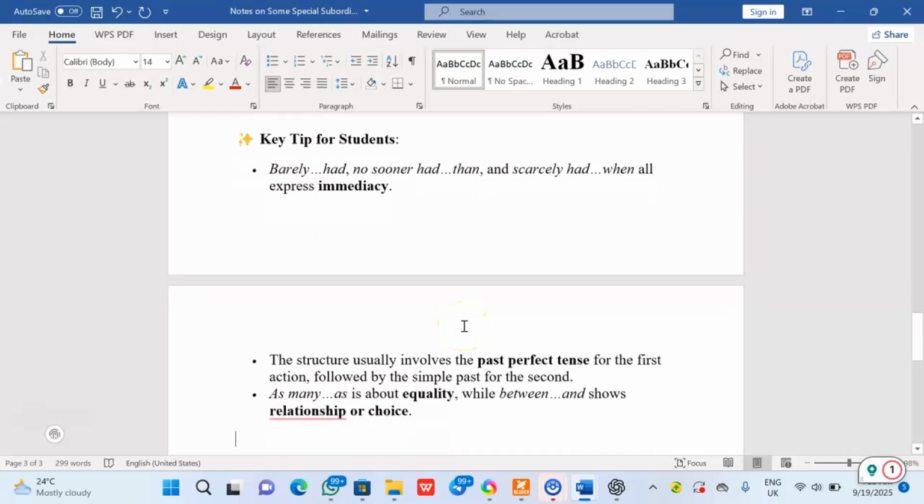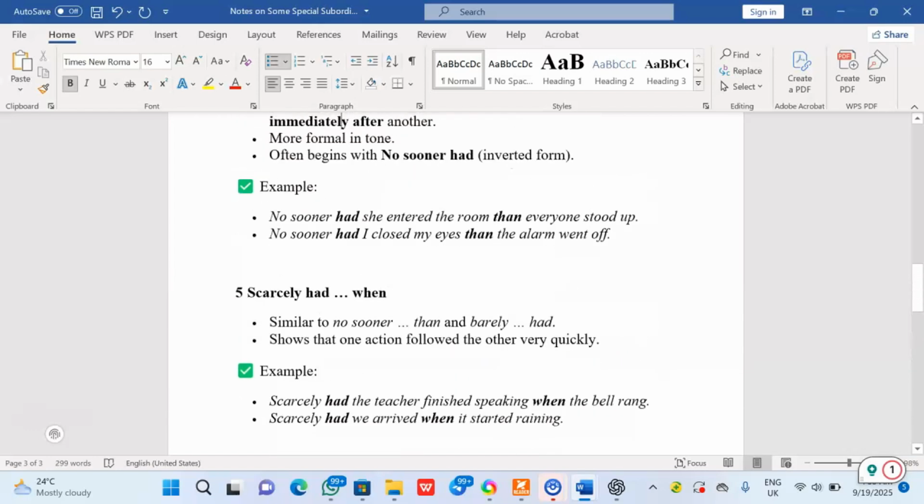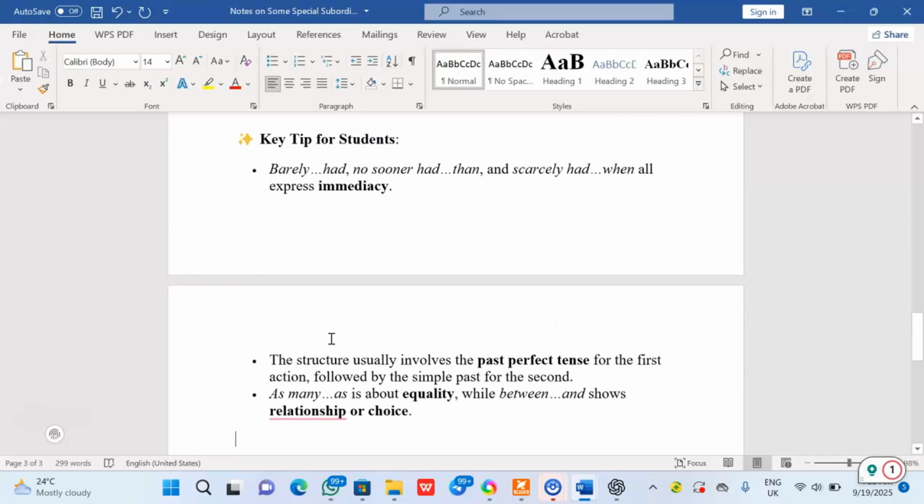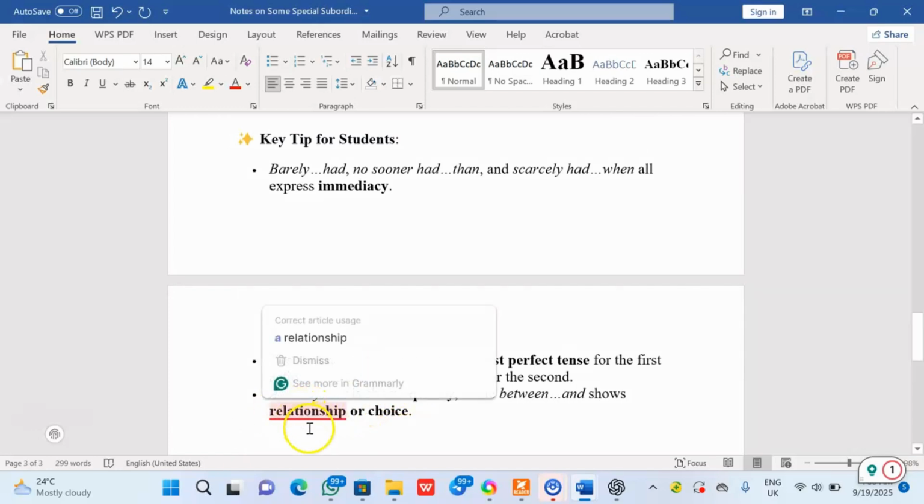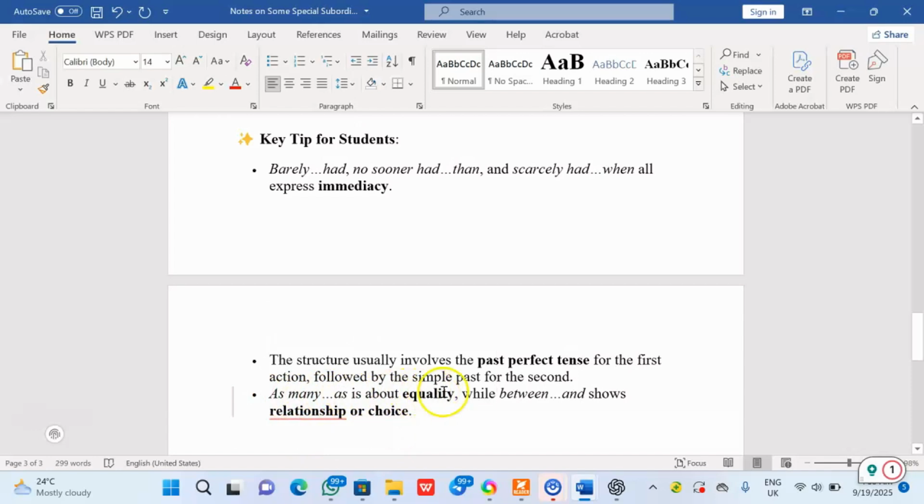So one thing you should take note of is that barely had, no sooner had, hardly had, and scarcely had express immediacy, and the structure usually follows the past perfect tense for the first action, followed by the simple past for the second action. Hardly had she entered the room when everyone stood up. And also note that as many as is about equality, while between is showing relationship or choice.